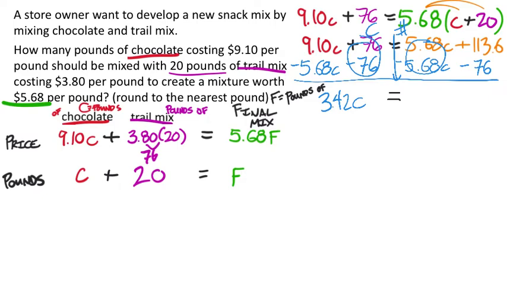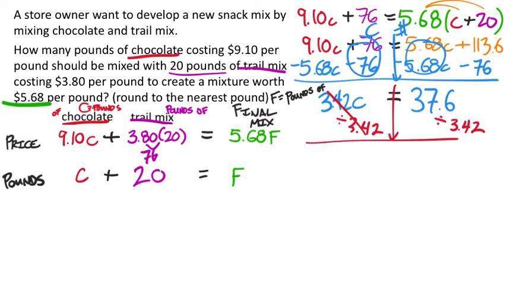Then I can take the 113.6 minus 76 as well, which now shows 37.6. Now we only want 1C, right? So we're going to divide both sides by 3.42. What this does is it makes that 1C, which is really what we want. I'm just going to show it as C, by the way. And then 37.6 divided by 3.42. Enter, and I get 10.994. I'm going to stop there.